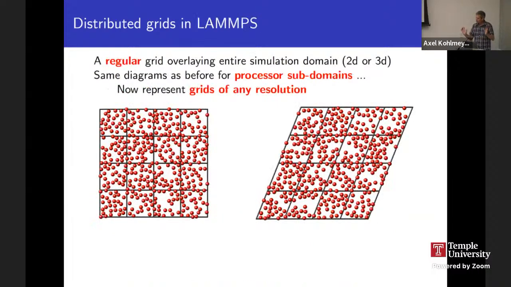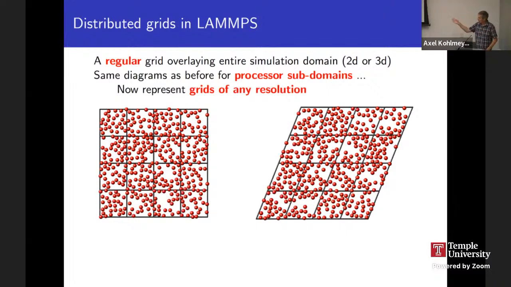Okay, so how are distributed grids supported in LAMMPS? Well, it's a regular grid that overlays the entire domain, so it can be a 2D grid or a 3D grid. Now I'm showing you two diagrams here, exactly the same diagrams I showed before, representing processor subdomains. But now think of these as representing a grid, which is 4 by 4 in this case. It could be a 100 by 100 grid. You could still have the 4 by 4 processor domains, but you could have a 100 by 100 grid superposed, so each processor would own multiple grid cells.